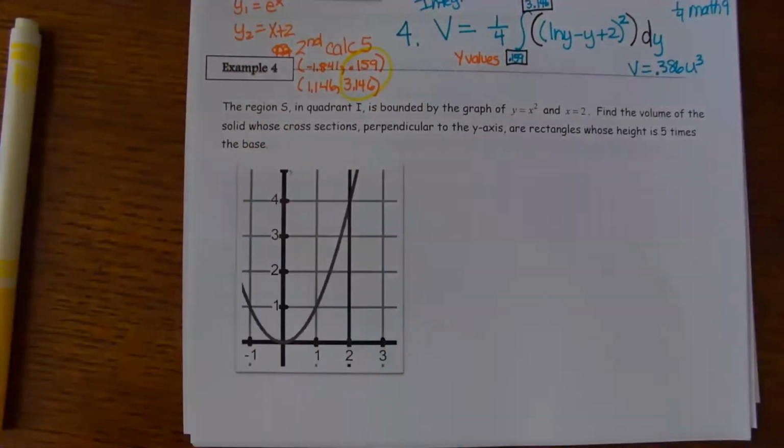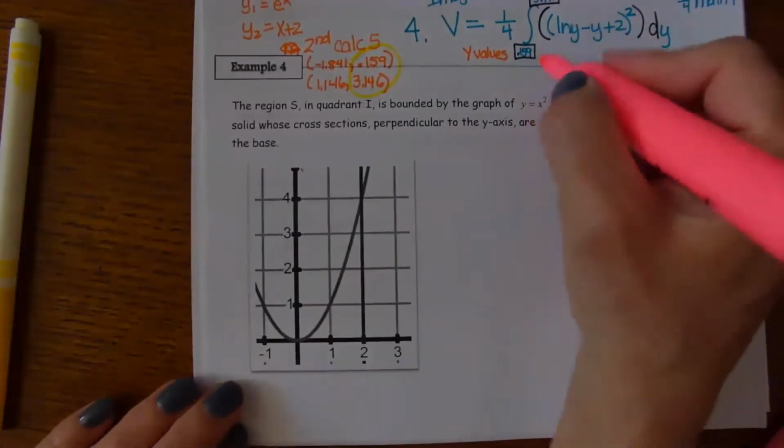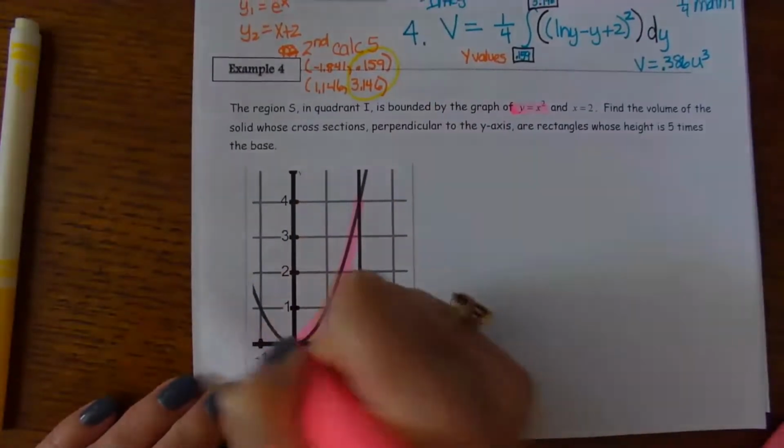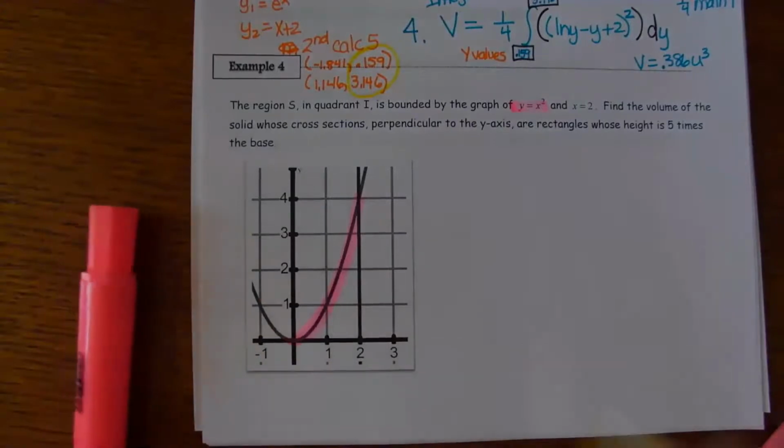The region S in quadrant 1 is bounded by the graph of y equals x squared. Let me color that. Right? And x equals 2.